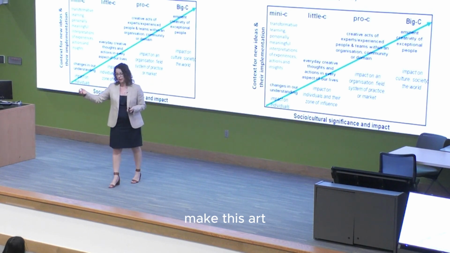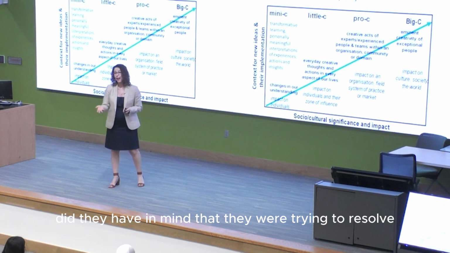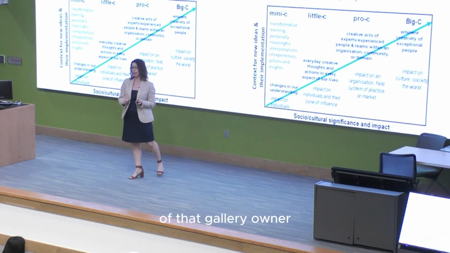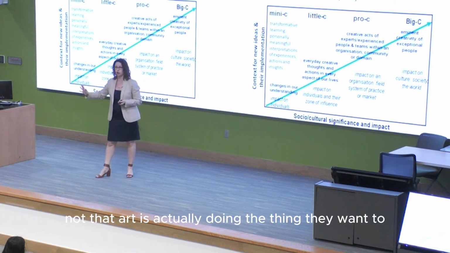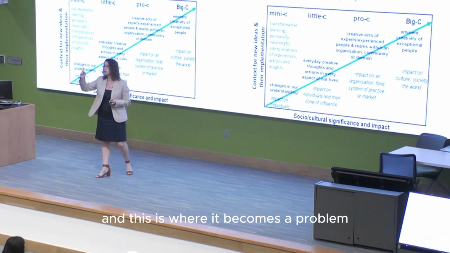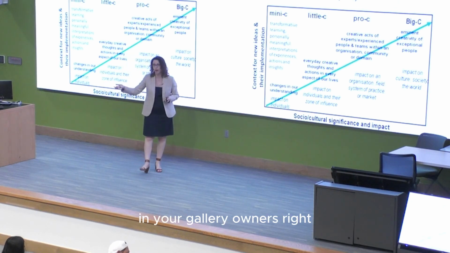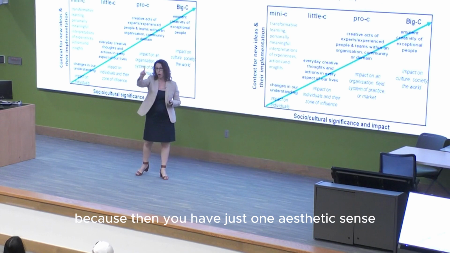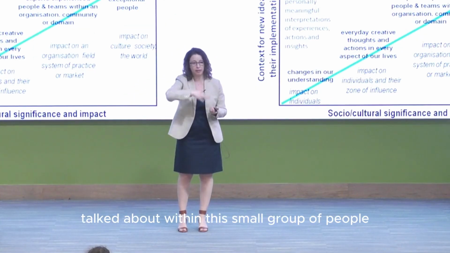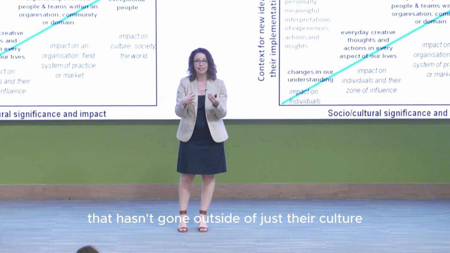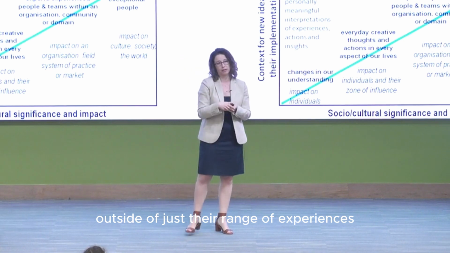Why did the artist make this art? What problem did they have in mind that they were trying to resolve? And then it's up to the aesthetic sense of that gallery owner to make a judgment about whether or not that art is actually doing the thing they want it to. And this is where it becomes a problem when you don't have diversity in your gallery owners, right? Because then you have just one aesthetic sense that's been talked about within this small group of people that hasn't gone outside of just their culture. It hasn't gone outside of just their range of experiences.